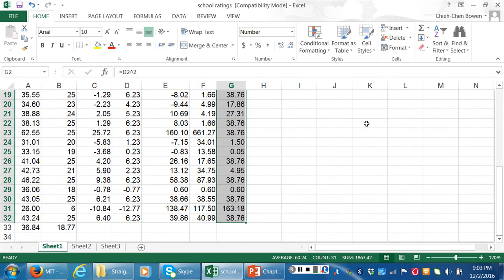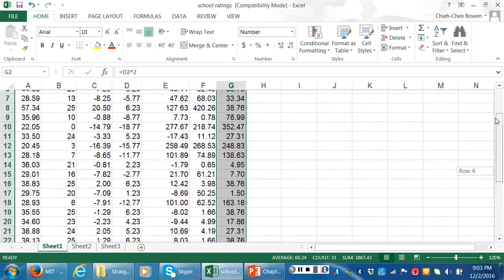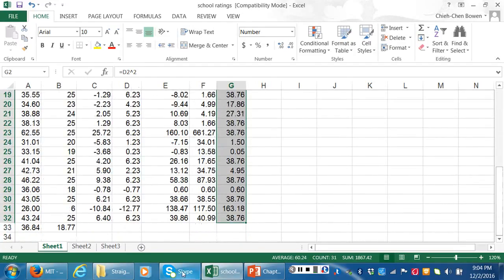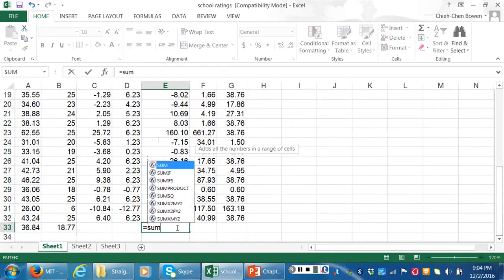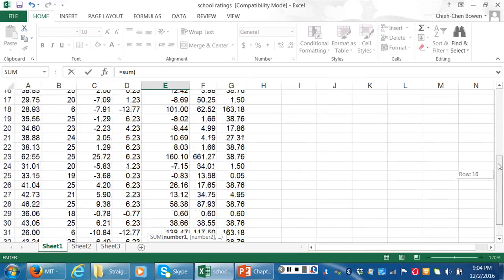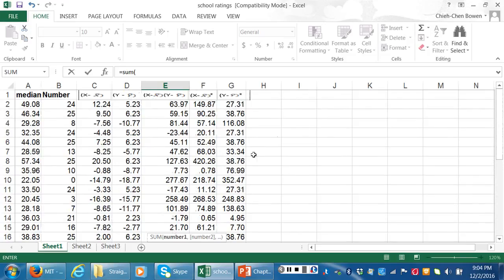So here are all the numbers you need for the calculation. When you do a summation right here, this column at the end will give you the SP.